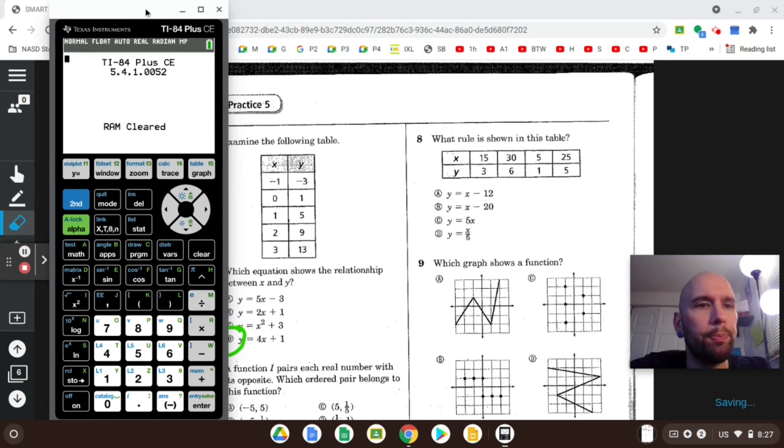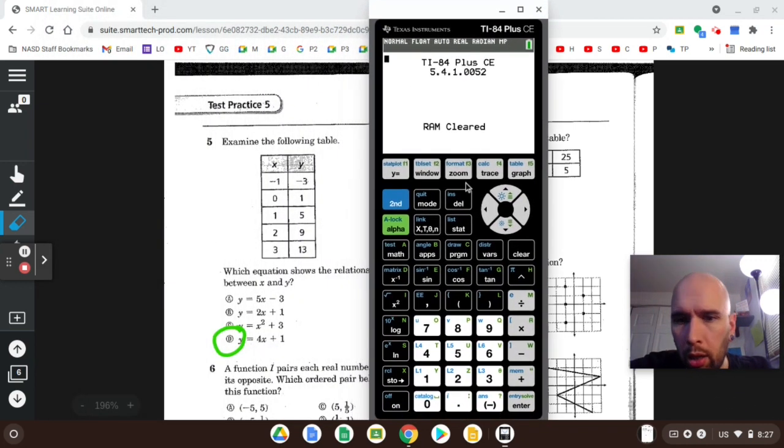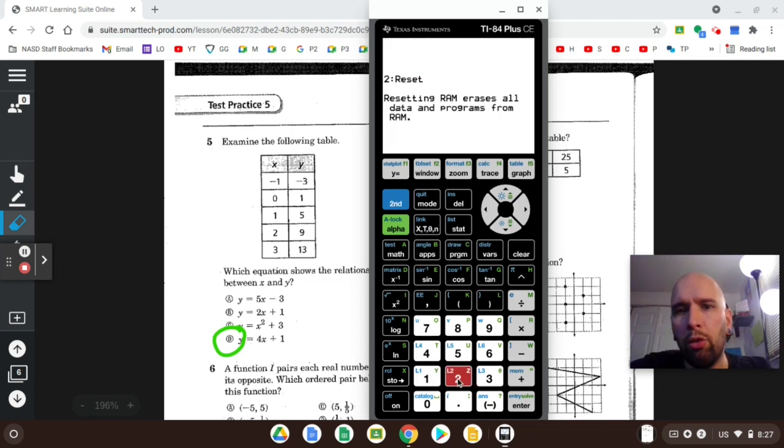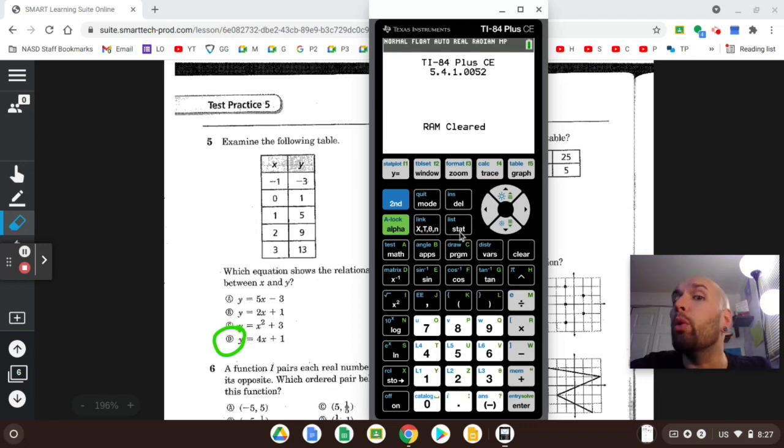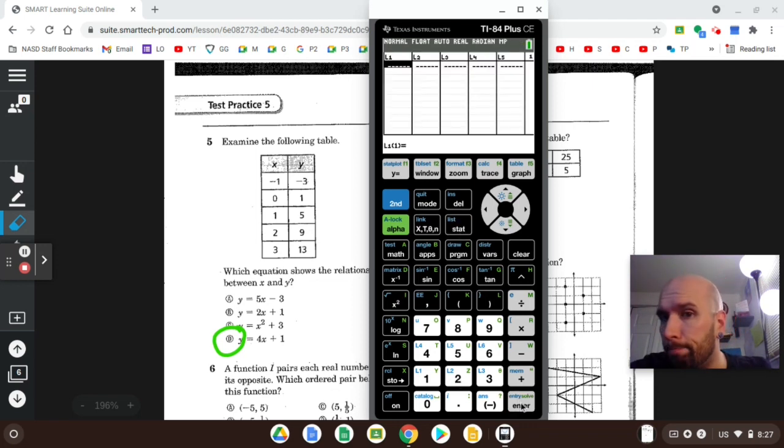Hello, calculator. Second plus 712 clears everything. Go to Stat. Go to Edit. Put your x values in the left column. So -1, enter, 0, enter, 1, enter, 2, enter, 3, enter. Put your y values in the right column. -3, enter, 1, enter, 5, enter, 9, enter, 13, enter.